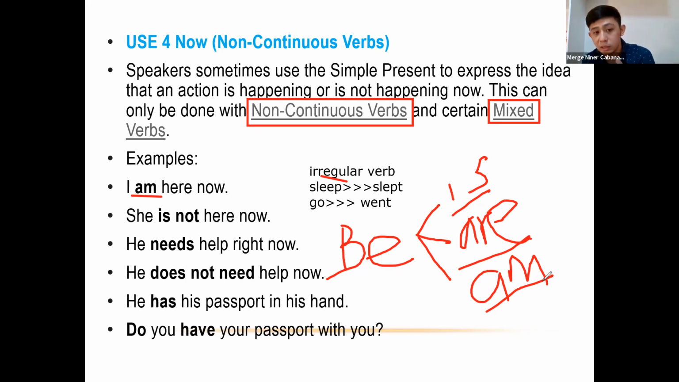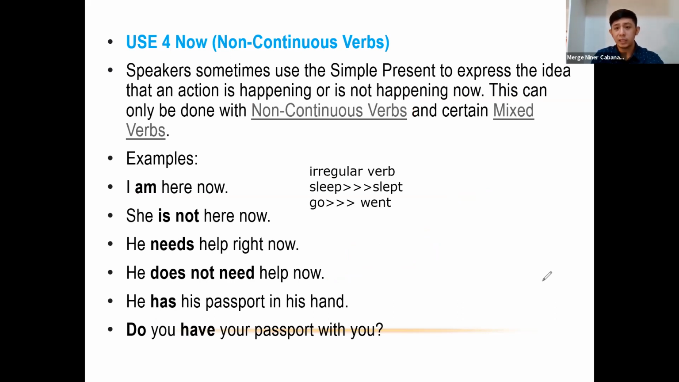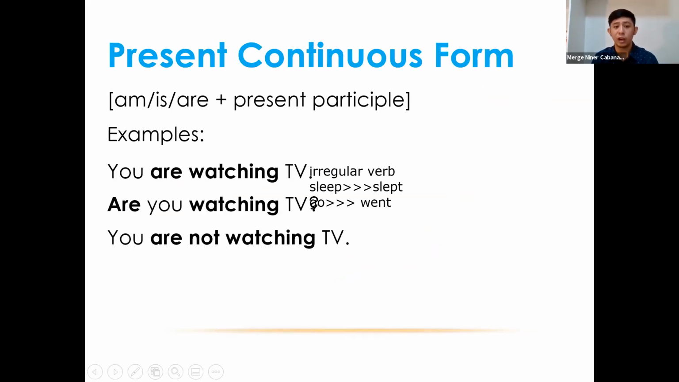So we use certain verbs, including non-continuous and mixed verbs, together with the word now, or at this moment, at the moment. Those are the words that can refer to the non-continuous, plus these regular verbs right here, to form the simple present tense. So that is the 4th use of your simple present. Do you guys have any questions before I proceed to my present continuous form?